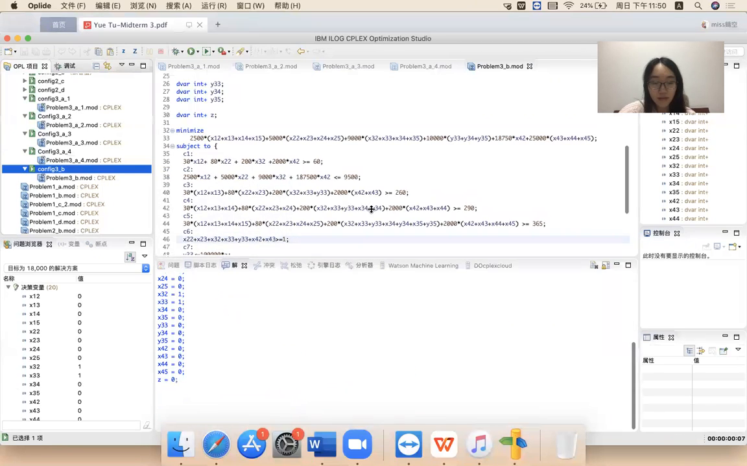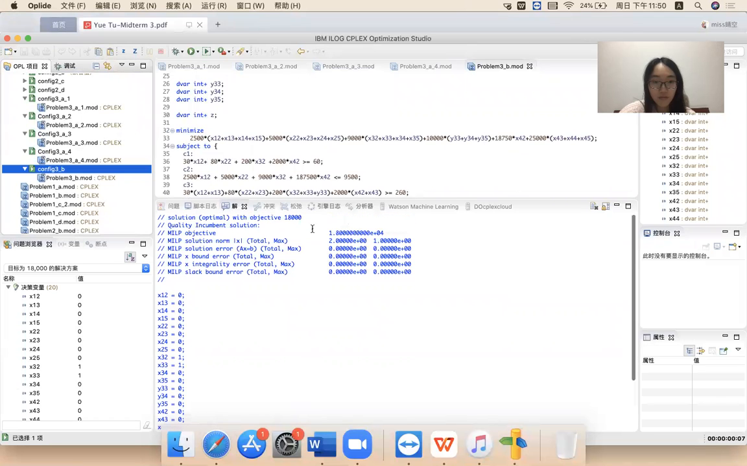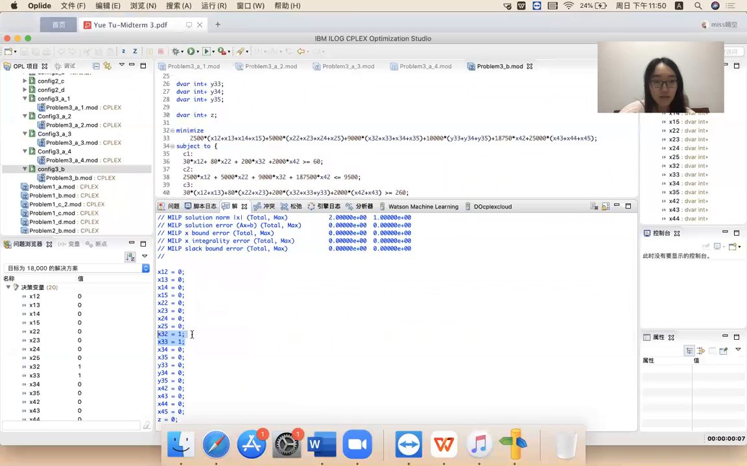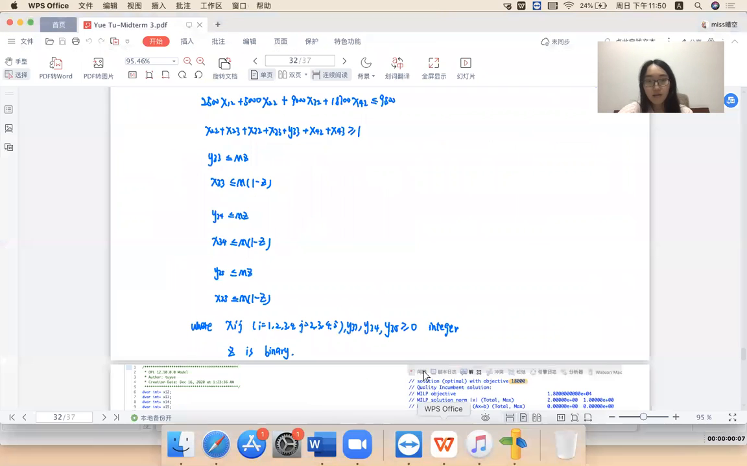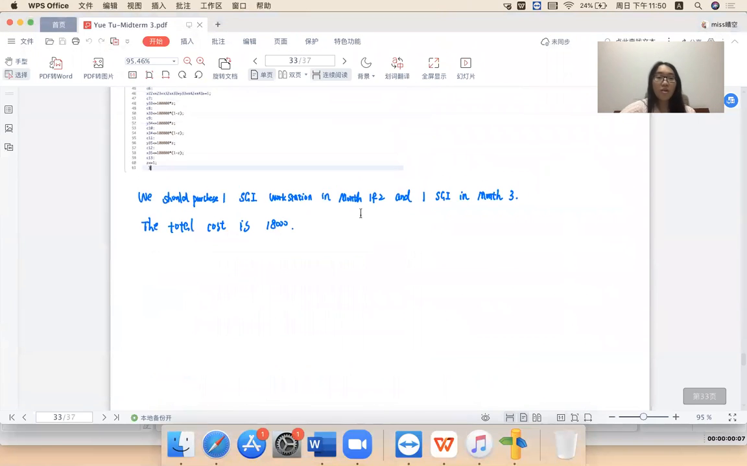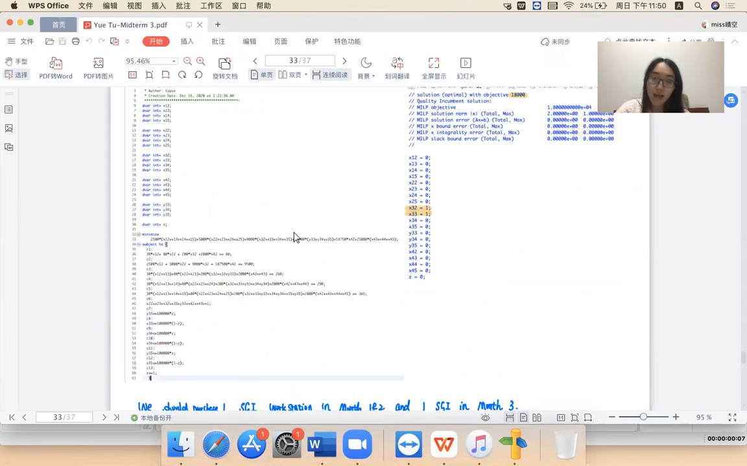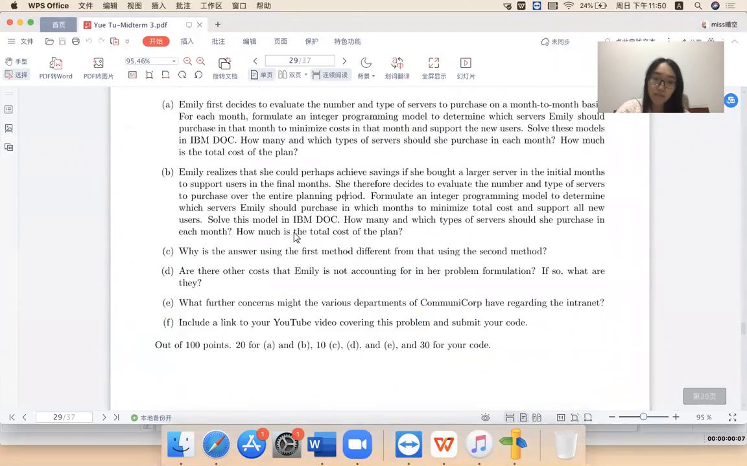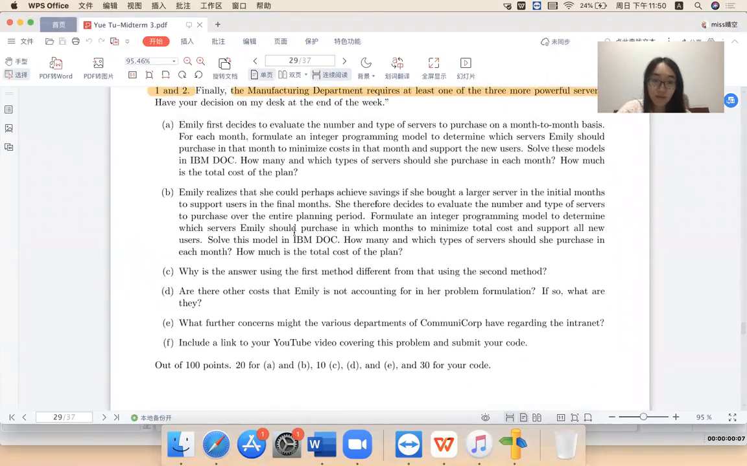Yes, this is the solution. We can see the solution. So we should just purchase one SGI workstation in months 1 and 2 and one SGI in month 3. Total cost is 18,000. And let's see question C.